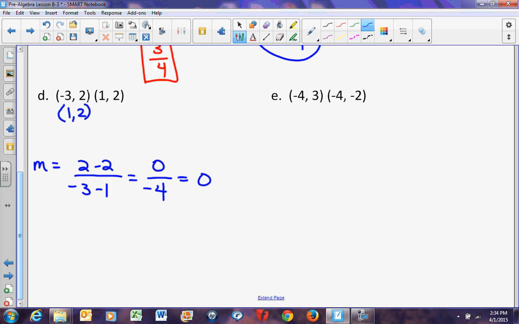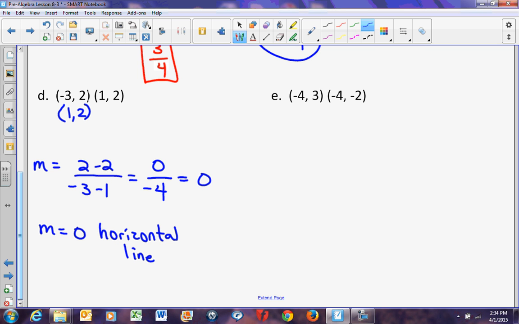Whenever I have a slope of 0, that means I have a horizontal line. When slope equals 0, this is a horizontal line. Which means you're never rising, always running. Flat line. And that's what it means. The slope is 0. It's another way of saying it's a horizontal line.